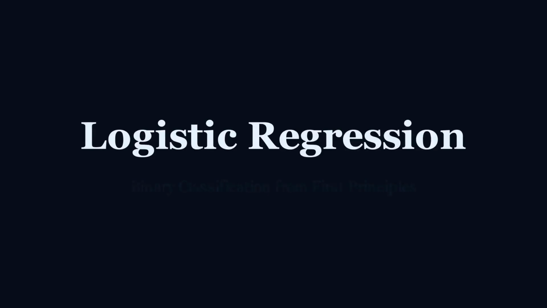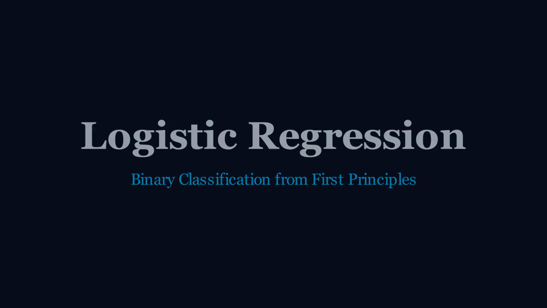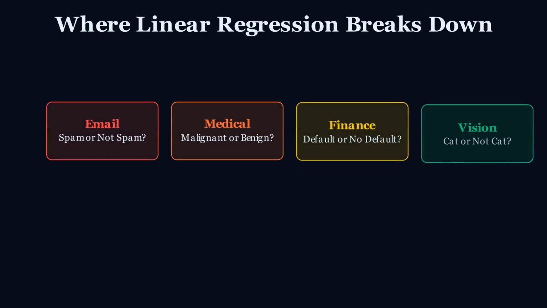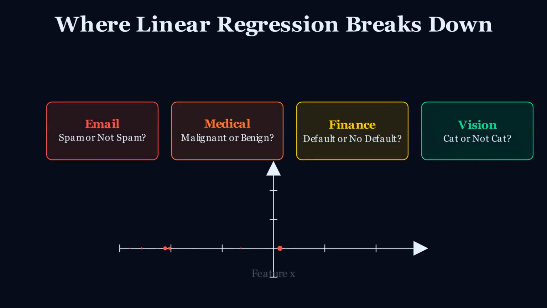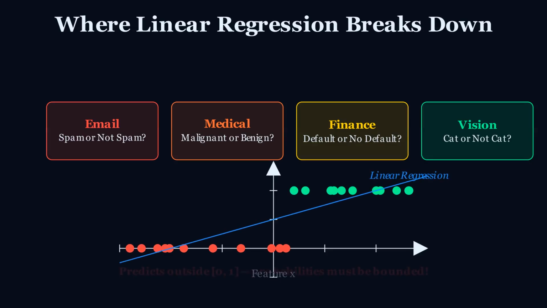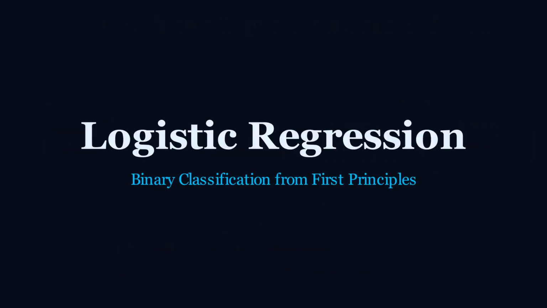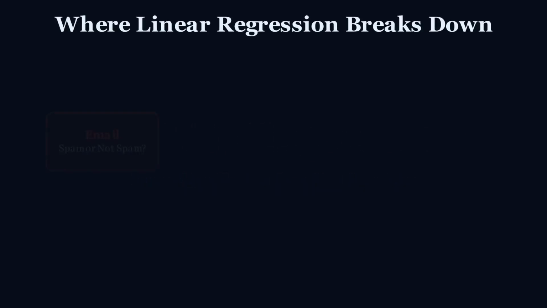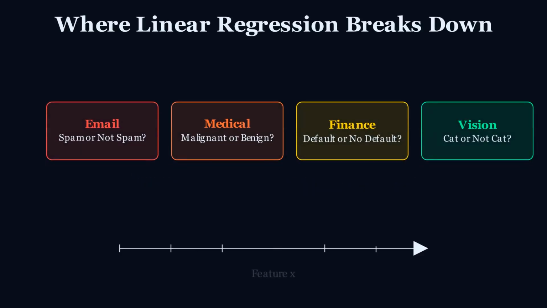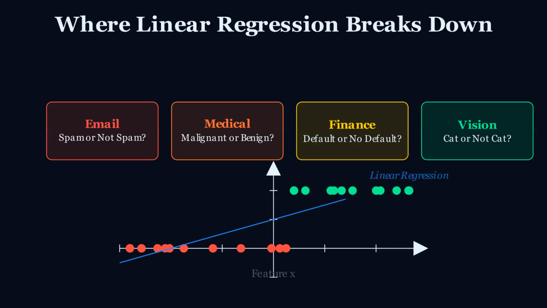In machine learning, not every problem has a continuous numerical answer. Sometimes the answer is binary, yes or no, 0 or 1. Is this email spam? Is this tumor malignant? Will this customer default? These are classification problems, and the algorithm designed for them is logistic regression.